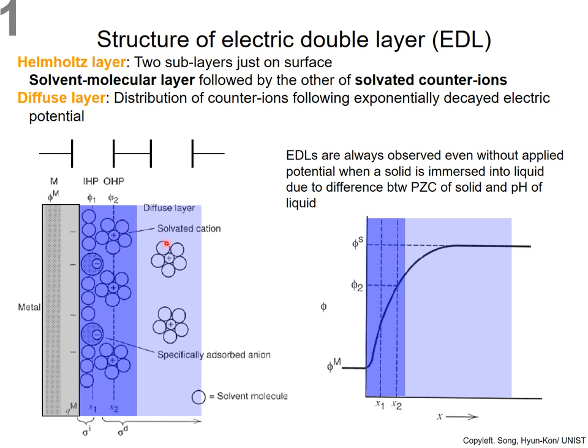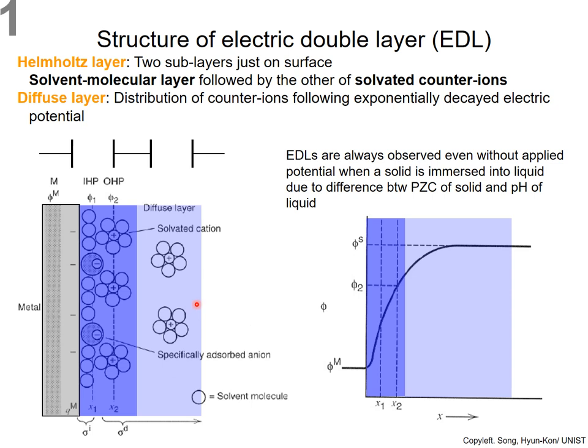And then let's go to the second layer, which is called the diffusion layer. The additional charge compensation is done by the diffusion layer, by distribution of counter ions following an exponentially decayed electric potential. So you have a thicker diffusion layer. At the very first layer of the diffusion layer, we have some concentration of positively charged ions solvated by water molecules, and the next layer would have a similar number of positively charged species or something like that. So it is called the electric double layer because you have the Helmholtz layer followed by the diffusion layer.